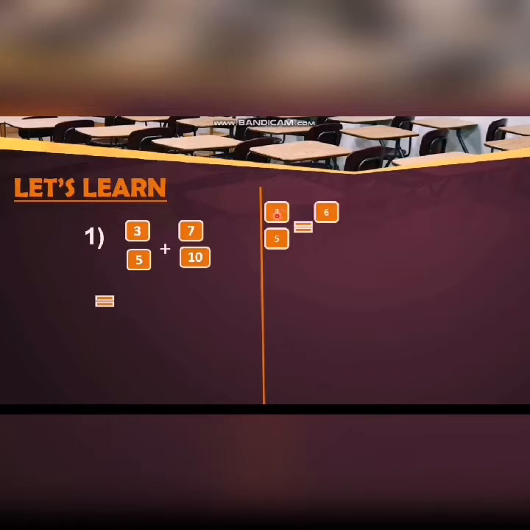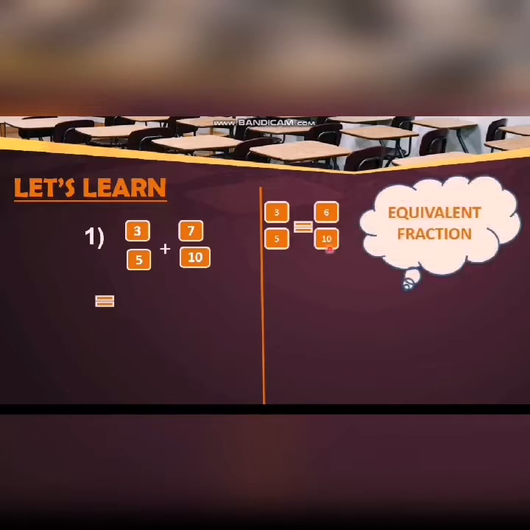Let's have a question from our textbook. Let's learn. We have question number 1: 3 by 5 plus 7 by 10. Now we have two different denominators. 5 and 10 are not the same. We make 5 to 10 by multiplying it by 2. 5 multiplied by 2, we get 10. So the numerator is also multiplied by 2. We get 6 by 10, a new fraction.